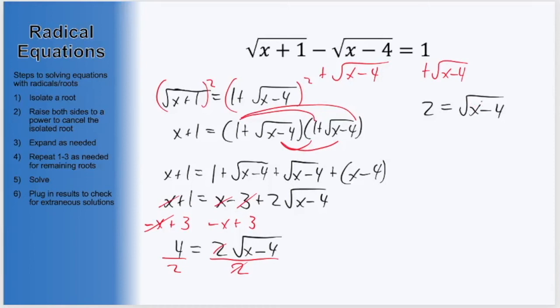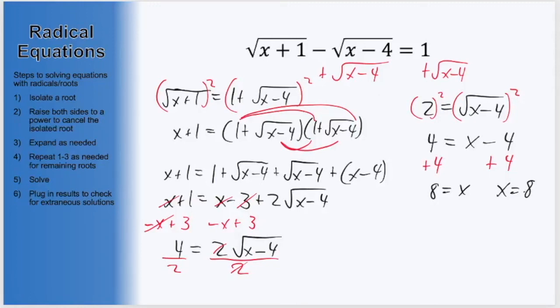I've now isolated my remaining root, so I'm back at the step where I need to raise my equation to a power to cancel out the root. In this case, I'll square both sides. 2 squared is 4 equals, the square gets rid of the square root, so I just have x minus 4 on the right side. And this is just a linear equation. I can solve for x by getting it by itself. To do that, I'll get rid of the minus 4 on the right by adding 4 to both sides, leaving me with 8 equals x, which I can switch around to x equals 8.